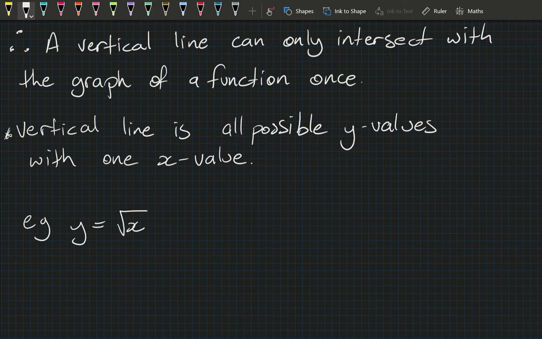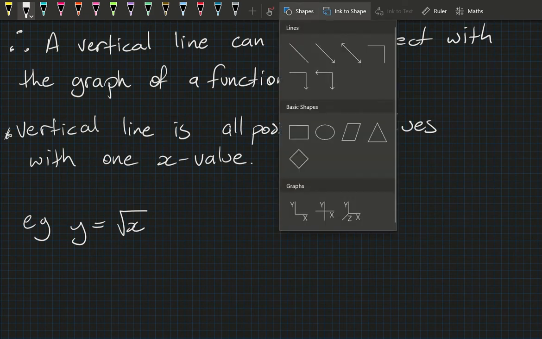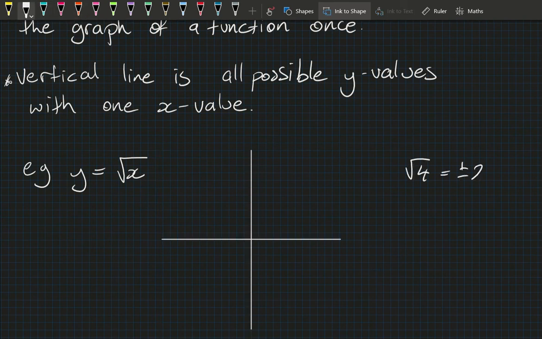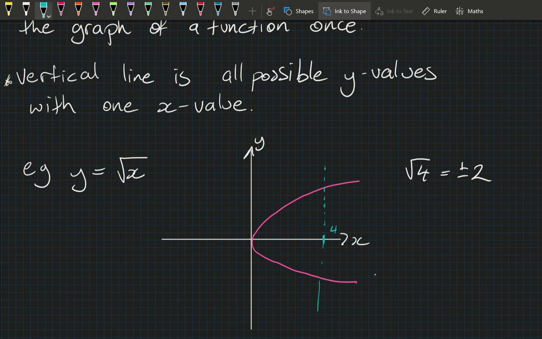So let's have a look at y equals x squared. Sorry, I mean square root of x. So if I'm going to graph that on these axes, because the square root of 4 is equal to plus or minus 2, of course there's going to be no negative values of x square rooted, but each x value has a positive and a negative value, right? And our graph would look something like this if I mark in the x and y. So let's mark in where 4 will be, around about. And I've added a horizontal line there.